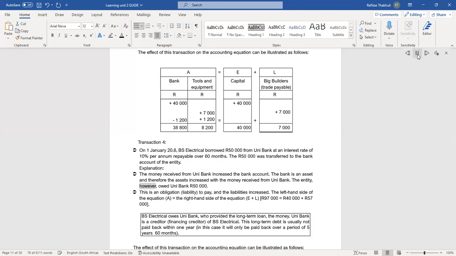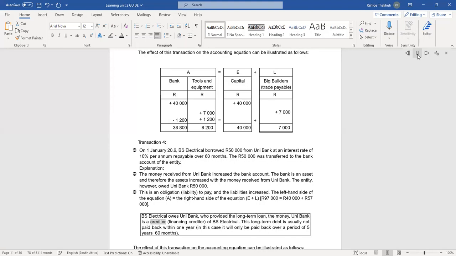The entity, however, owed Unibank R50,000. This is an obligation, a liability, to pay, and the liabilities increased. The left-hand side of the equation, A, equals the right-hand side of the equation, E plus L: R97,000 equals R40,000 plus R57,000. BS Electrical owes Unibank, who provided the long-term loan, the money.